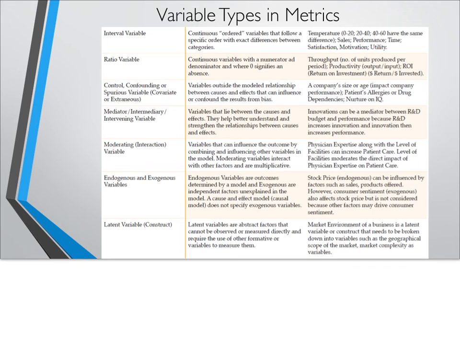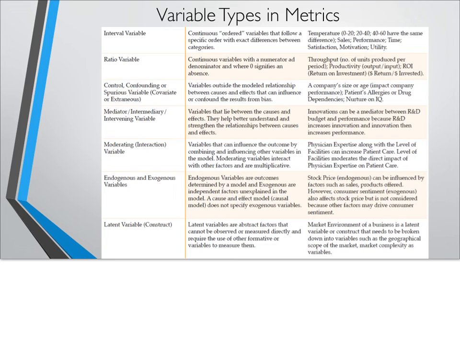You might have sales of, I don't know, 1 million to 5 million as one group, and then greater than 5 million to 10 million as another group, and you could say that one is better than the other. It's interval. Then, of course, you've got ratio variables, which are continuous variables with a numerator and denominator, where 0 signifies an absence.